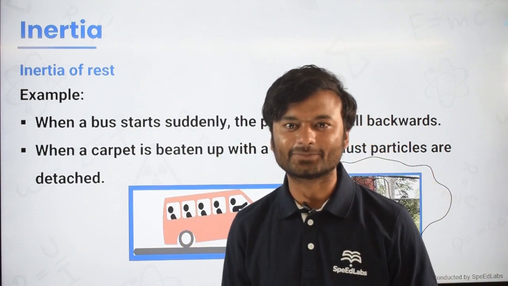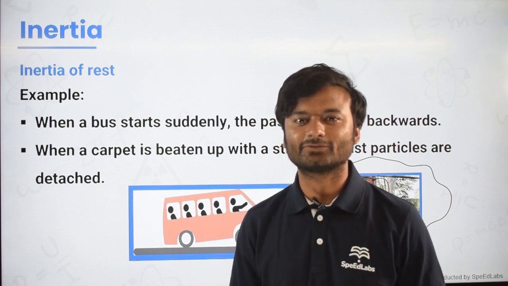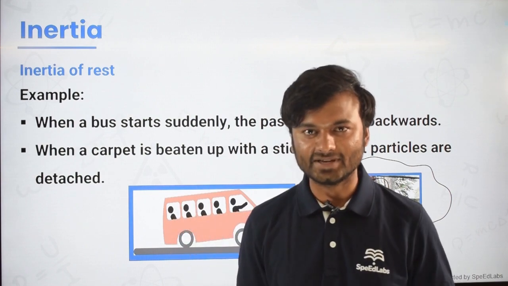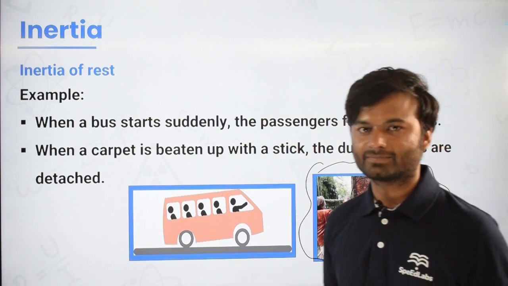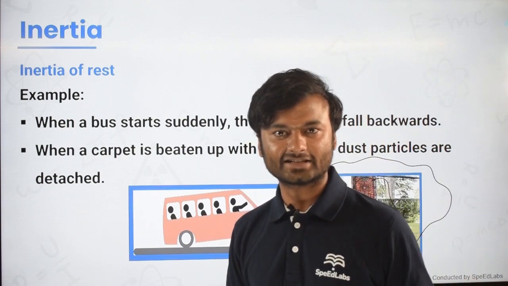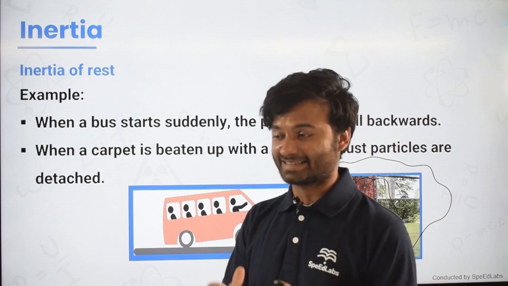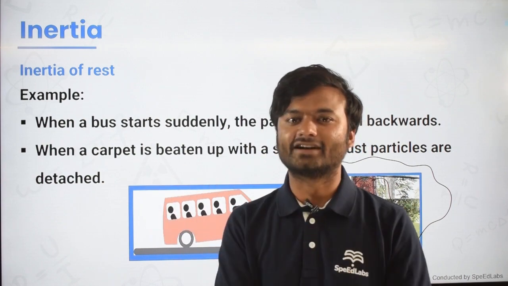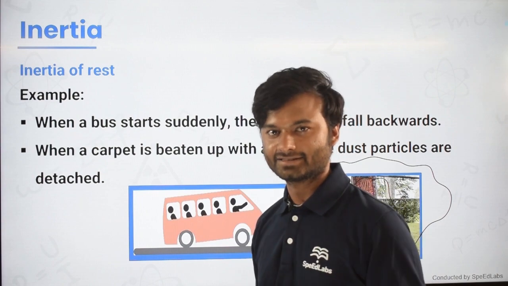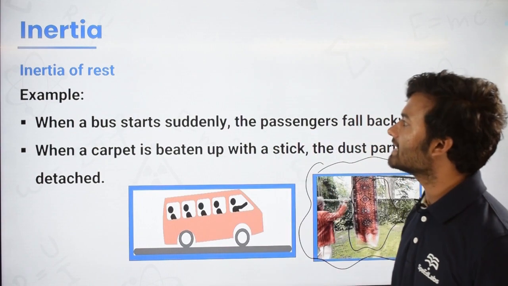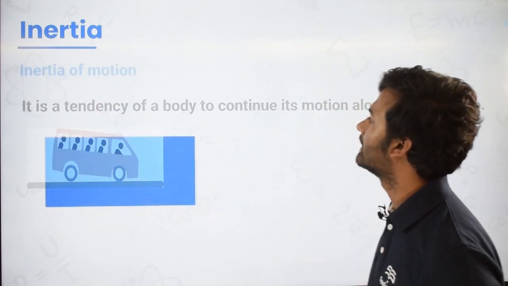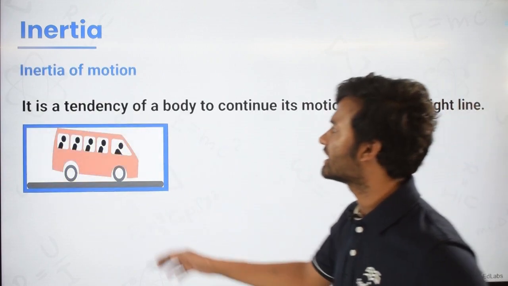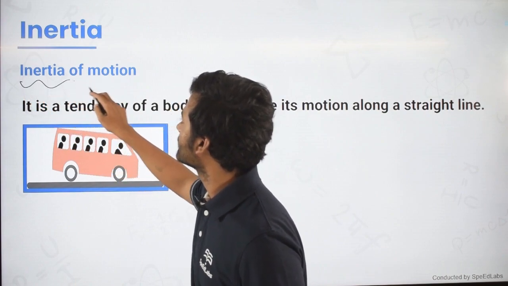Understand? So this is the property of inertia. This is basically what inertia of rest means. With the help of this, we can easily clean this carpet. So physics is everywhere. Understand? You just need to understand and check your concepts against different phenomena in nature. Understand? Okay. So basically, I have another example, another type, that is inertia of motion.